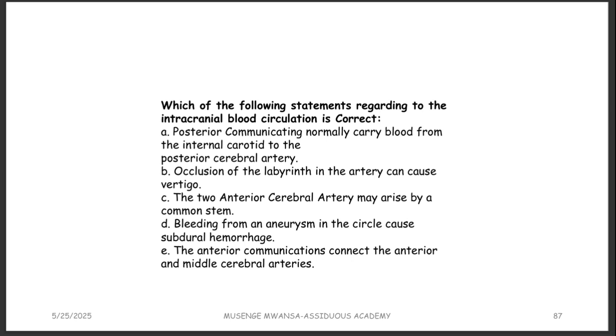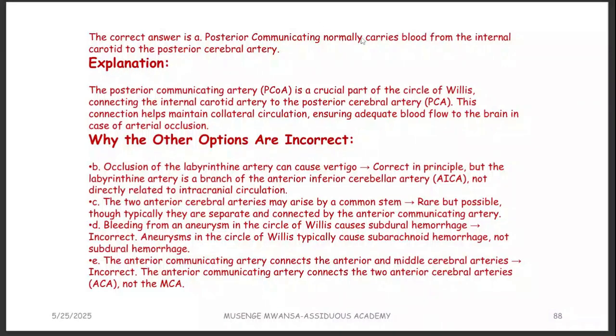Two anterior cerebral arteries may arise by a common stem. Bleeding from an aneurysm in the cerebral artery causes subarachnoid hemorrhage, not subdural. This is going to be intracranial, inside. The anterior communicating artery connects the anterior and middle cerebral? Anterior communicating will only connect the anterior cerebral arteries, right?